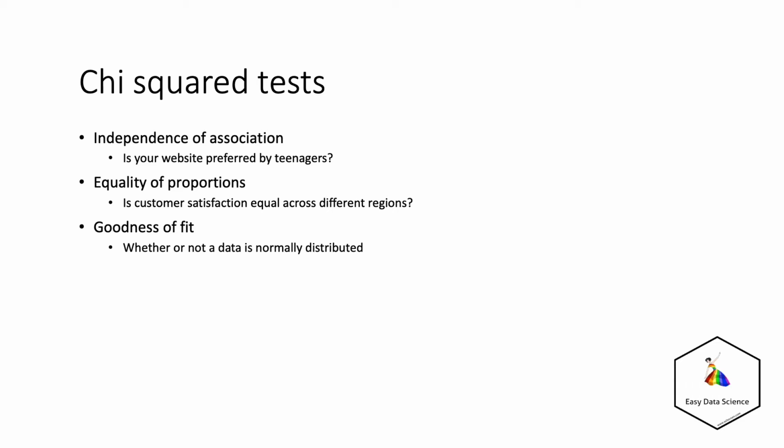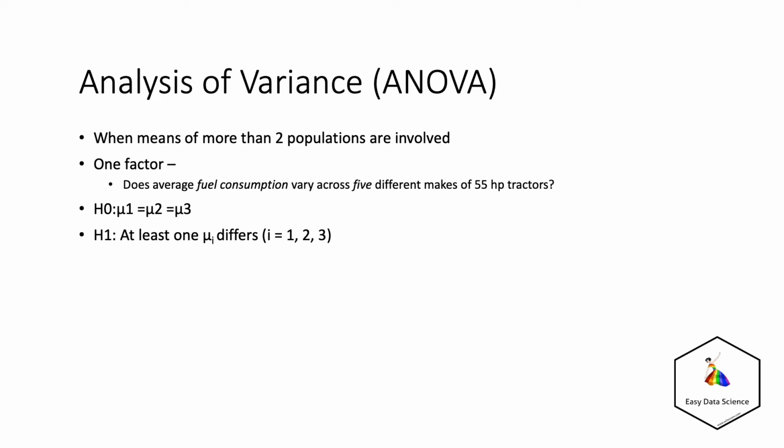Similarly, it can also be used to identify goodness of fit, that is, whether data is normally distributed or not, for example. Now, both of these, the matched pair t-tests and chi-square tests, we will show how it is done in R. The next one is called analysis of variance.